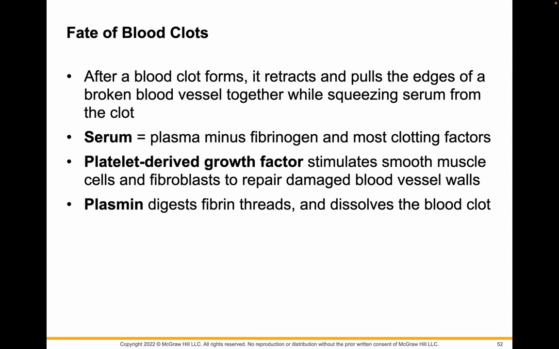So what happens to these blood clots? We know how blood clots are made. Well, after the blood clot forms, it starts retracting. It's almost like drying up, and it pulls the edges of that broken blood vessel where it's attached, squeezing those two sides together.